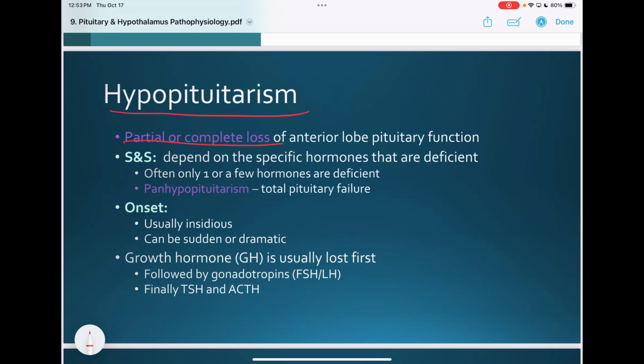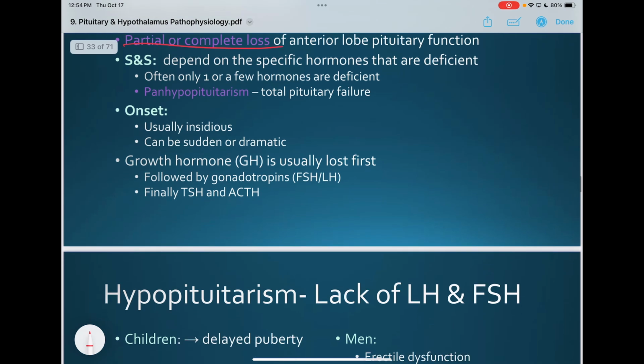TSH, CRH, GnRH, GHRH, growth hormone, all of those things. You want to make sure that the pituitary is being stimulated appropriately. So you need the releasing hormones, right? Because if the releasing hormones don't come out, will the pituitary gland do anything? No, because the hypothalamus tells the pituitary what to do. So you have to check all these labs. Onset, usually insidious, can be sudden or dramatic. Growth hormone is usually lost first, then your gonadotropins, and then finally TSH and ACTH.